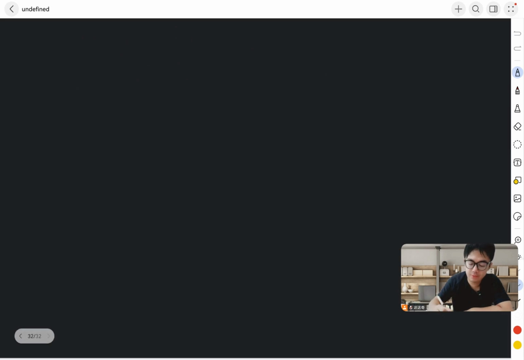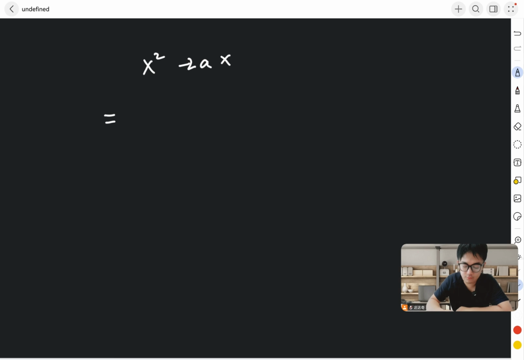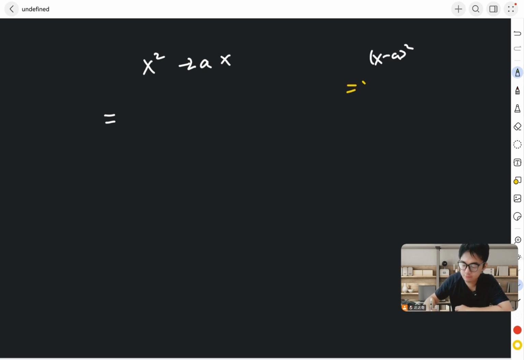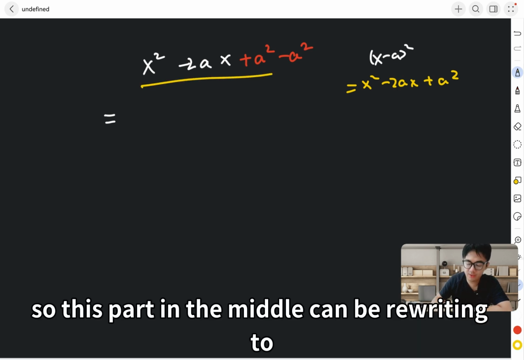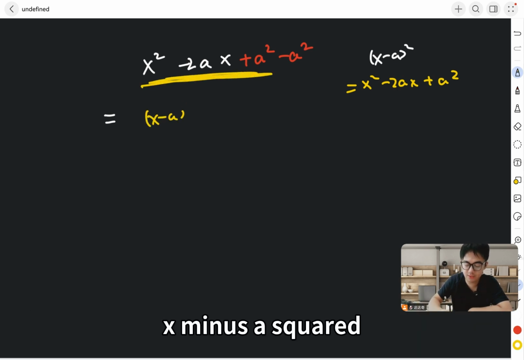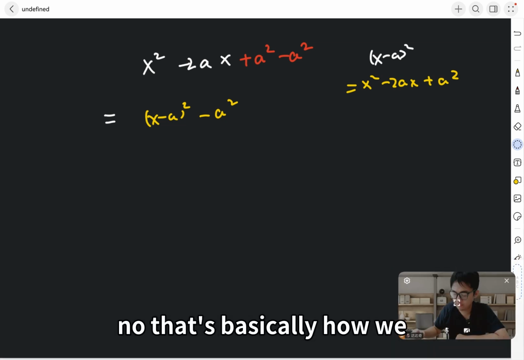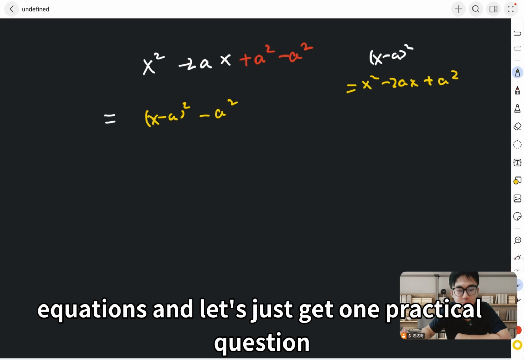And in general, x squared minus 2a times x compared with x minus a squared, all I need to do is plus a squared and minus a squared. So this part in the middle can be rewritten into x minus a squared minus a squared. And that's basically how we do the complete the square method of solving quadratic equations.